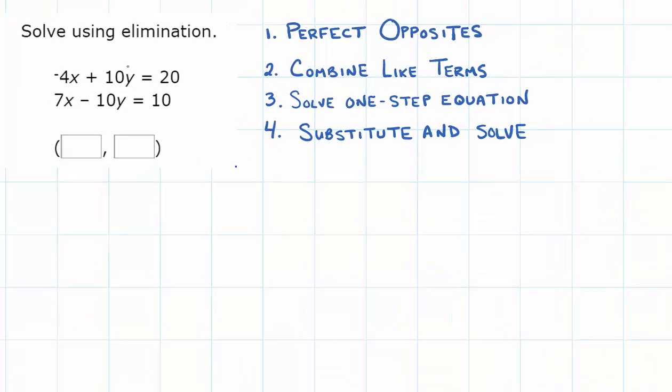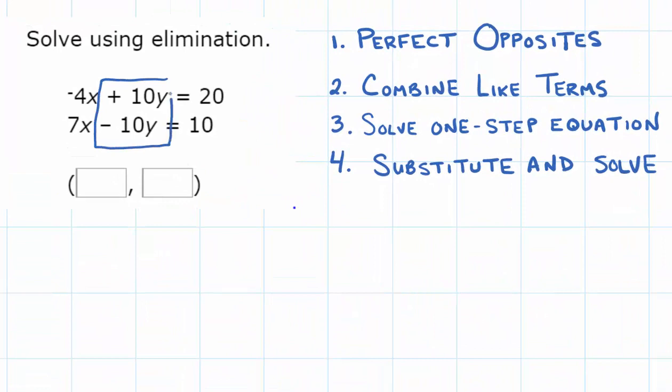So when we take a look at these 2 equations and look at them carefully, what we're able to see is that we've got positive 10y and negative 10y, and those 2 things are opposites. They would come together to form 0, so we would be able to cancel those out.